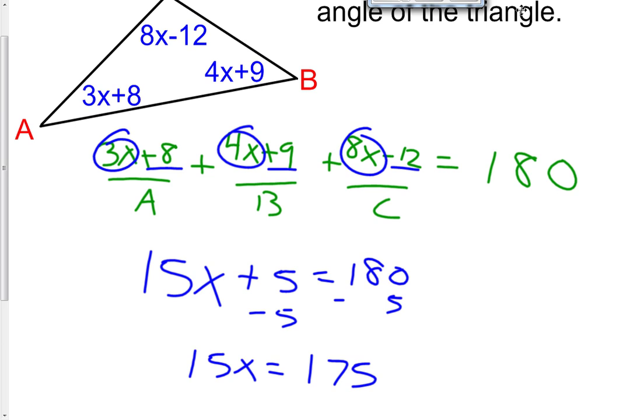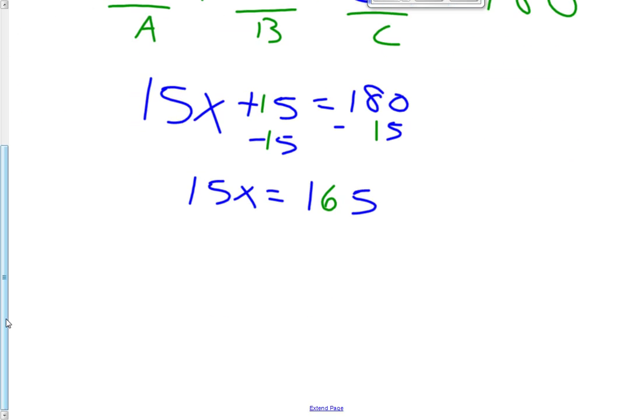As I look at my notes here, class, I think I owe you an apology. This is not 8x minus 12. This one is 8x minus 2, isn't it? Sorry about that. 8x minus 2. So it's 15x plus 15. Sorry about that. So now when we subtract 15, we would get 165. There we go. So 15x equals 165. We divide both sides by 15, and we get x to equal 11.